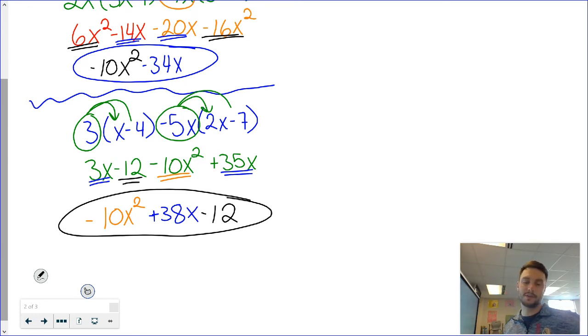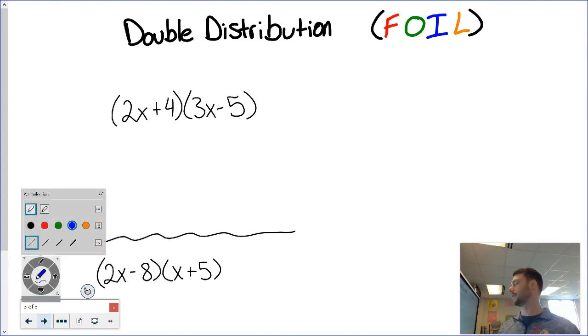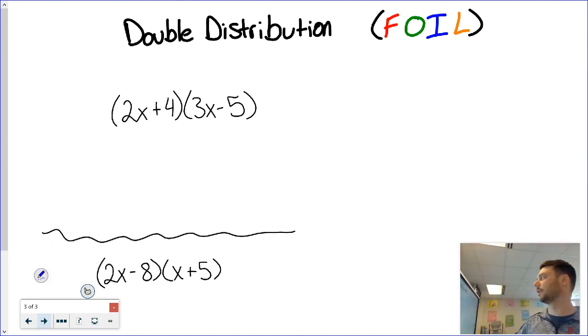Cool. So that's everything we did before break. And then on Tuesday, we did some foiling. We did this double distribution, we called it, and we color coded it a little bit. We called it foiling because of this first, outside, inside, last. But really, the plan is to take everything in my first set of parentheses, 2x and this 4, and multiply by everything in the back set of parentheses. I'm going to do this in this color-coded order.